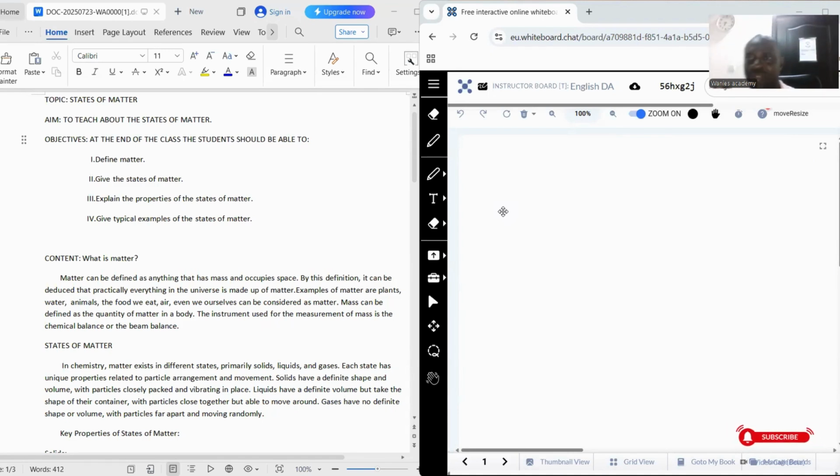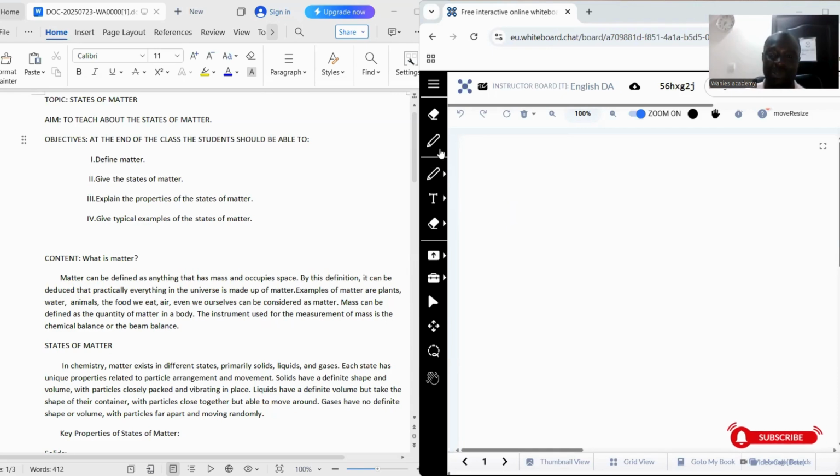Having defined matter and given typical examples of matter, now let's look at mass. What is mass? Mass can be defined as the quantity of matter that is present in a given body. So the amount of matter that a body contains is referred to as the mass of that body. More loosely, the amount of stuff present in a body can be considered as the mass of that body.